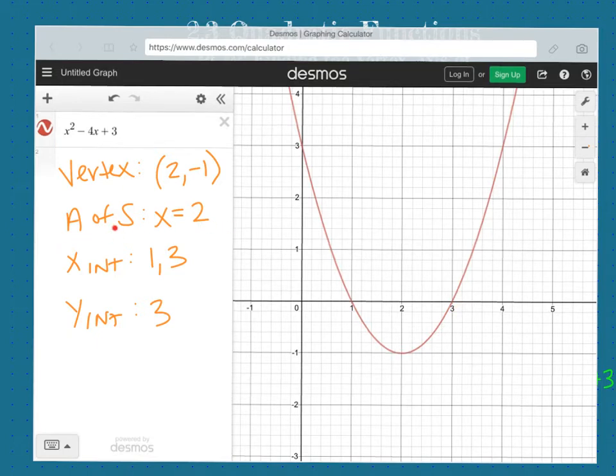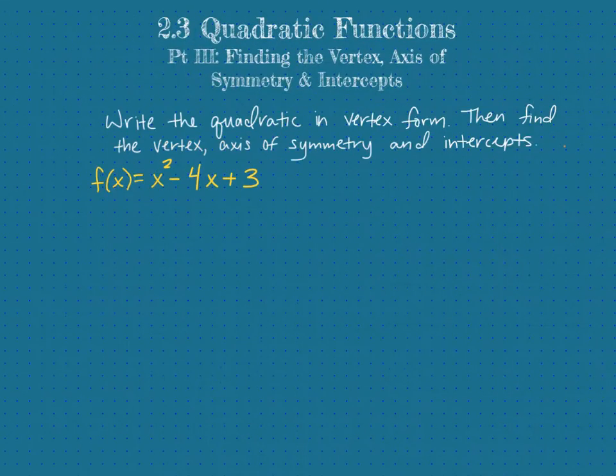The axis of symmetry is the vertical line that passes through the vertex, and that is that line x equals 2. We found our x-intercepts through factoring. We found that the x-intercepts are 1 and 3. Let's make sure that's where our quadratic function hits the x-axis. It does. And our y-intercept is 3. It is. So feel free to use Desmos to double check everything that you find.